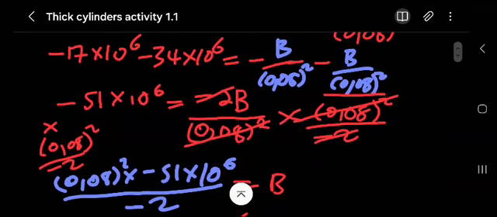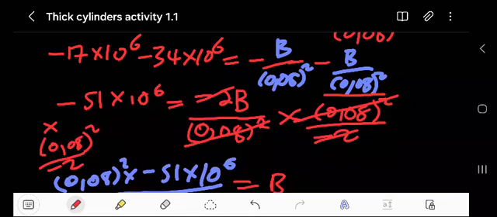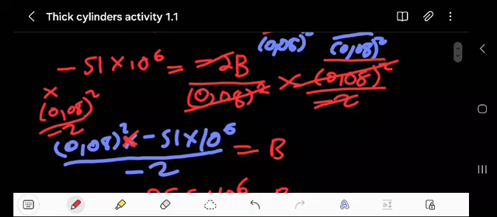Then we will have this. Then multiply. I think here I did not multiply, I subtracted. Remember, this is supposed to be multiplication. Yeah, I think maybe the problem is there. Let me check: 0.08 squared multiplied by negative 51 times 10 to the power of 6. Then I'm supposed to divide this by negative 2, right? So negative 2.